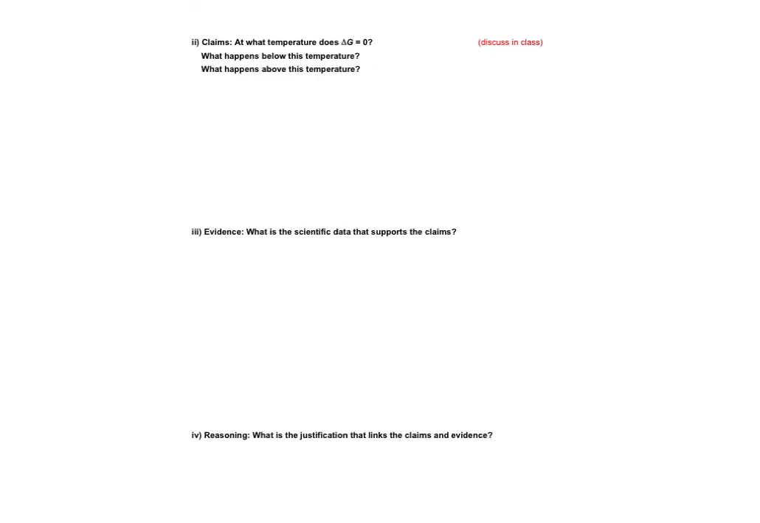Turning to the 4th page of the worksheet, this is the claim, evidence, reasoning for this experiment. I will ask you to make a claim at what temperature does delta G equal 0. And as part of your claim, describe what happens below that temperature and what happens above that temperature.